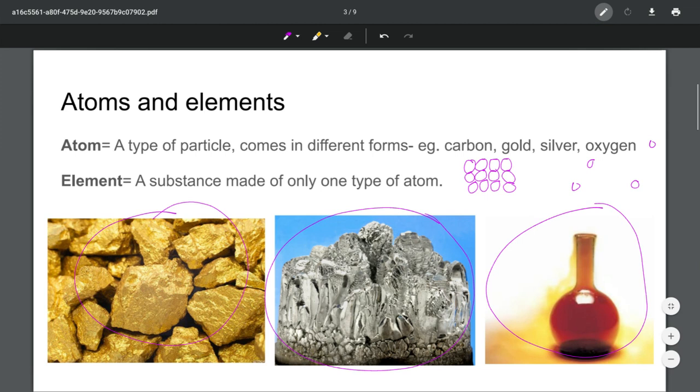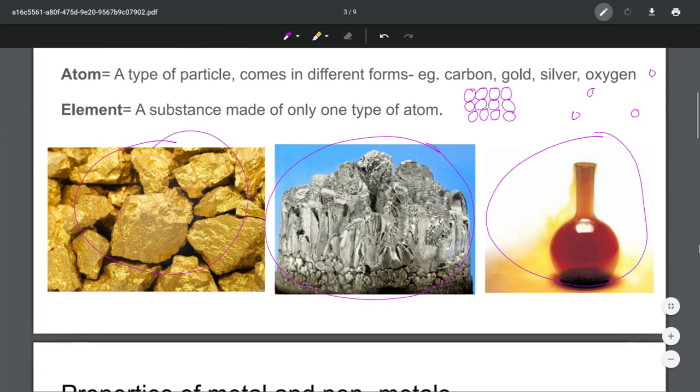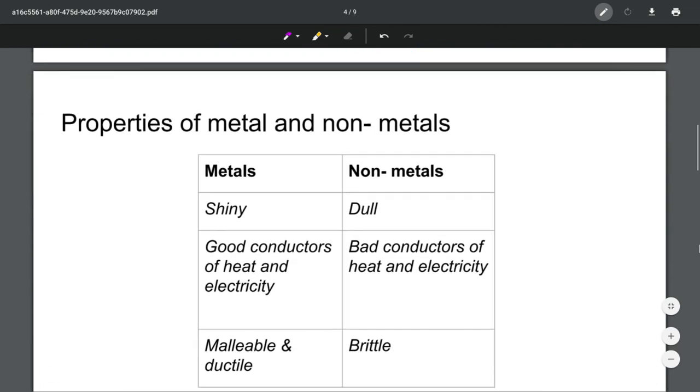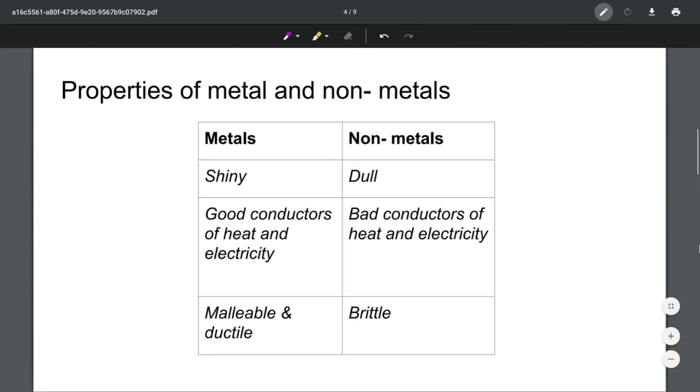Okay, so let's move on. So within our elements, there are a certain number of elements in the universe. I think it's something around 118. And you can find some of them in your periodic table. Now, there's various categories we can divide them into, and when we do our whole year 8 topic on this, you'll see that there's more than just 2 categories. But there is one way of dividing them into 2, and that is to divide between metals and non-metals.